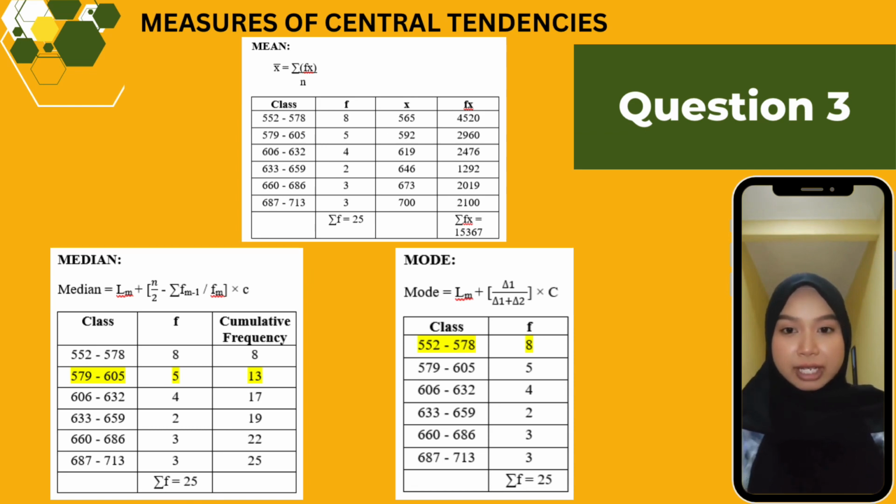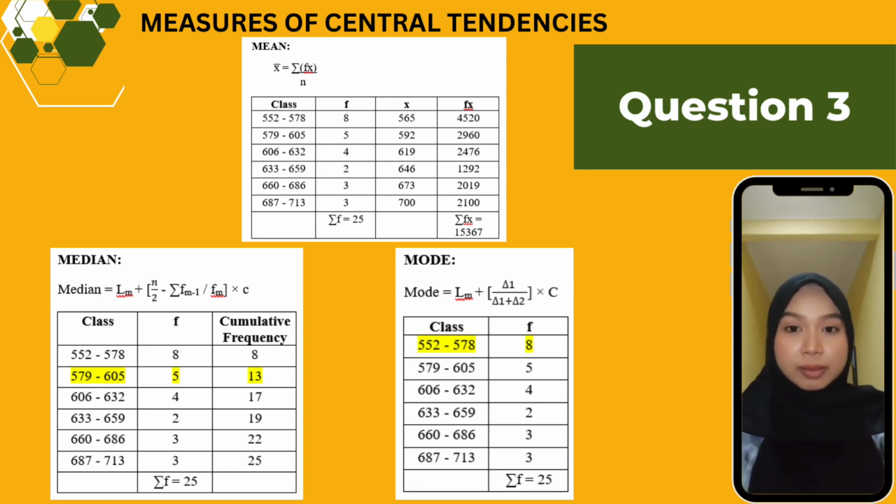How to find the fx? You can have multiple frequencies and midpoints. And n is the number of entries in the sample. After that, the median can be calculated using the formula Lm plus open bracket n divided by 2 minus ΣFm1 over Fm close bracket, multiplied by C, where Lm is the lower boundary of the median class, Fm1 is the cumulative frequency before the median class, Fm is the frequency of the median class, and C is the class size.